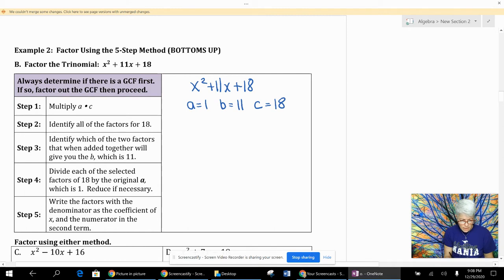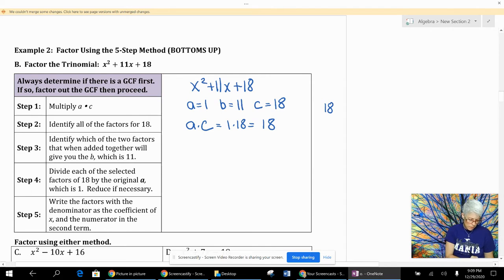Then I'm going to ask myself, what times what is A? Well, I only have one choice, and that is 1. Whoops, I'm actually going to wait on this method. Okay, hold on. Don't worry. If you put your parentheses on your paper, you can still leave them there. All right, let's go back to A times C. A is 1, C is 18, so A times C is 18. Now, let's see, we're going to identify all the factors of 18.